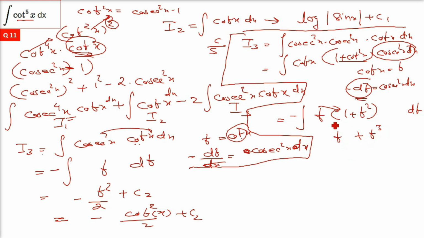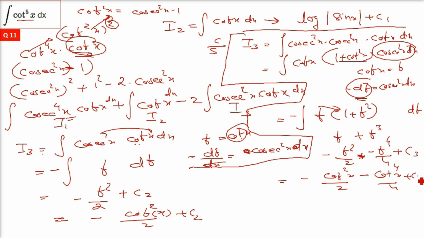Now let us integrate it quickly. This will be t square by 2 plus t raised 4 by 4 plus constant of integration. We have taken it as C3. Negative was outside, so let me write the final version. Replacing t by cot x: negative cot square x by 2 minus cot raised 4x by 4 plus constant of integration C3.